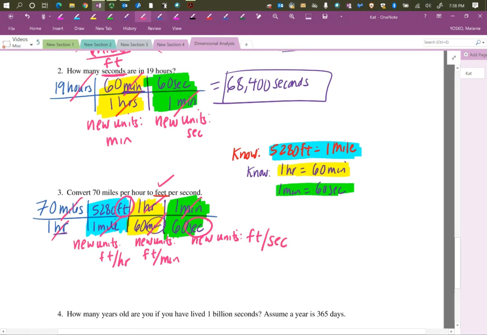Now what do we type in our calculator? We multiply everything in the numerator across. So we're going to do 70 times 5280 times 1 times 1. Then we divide by 1, divide by 1, divide by 60, divide by 60. Looks like we get 102.667 feet per second.